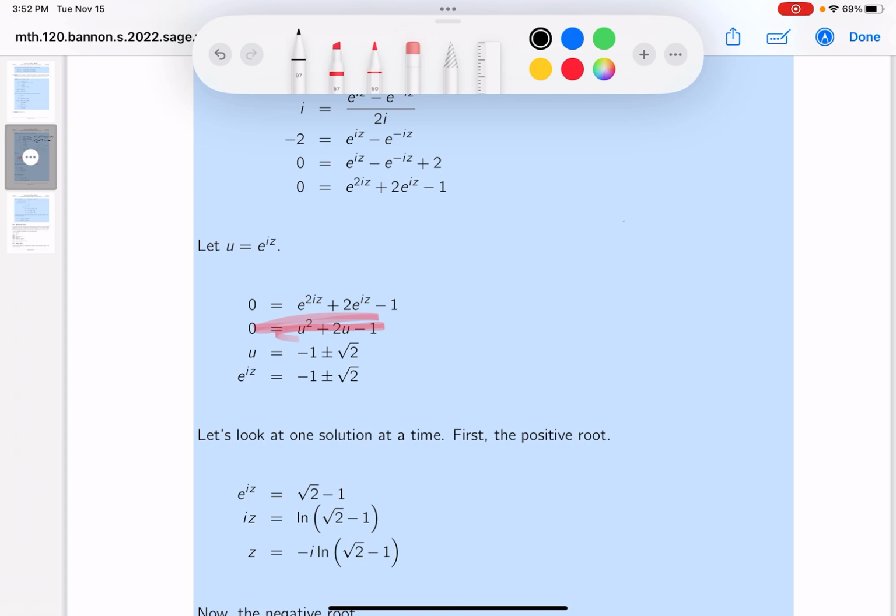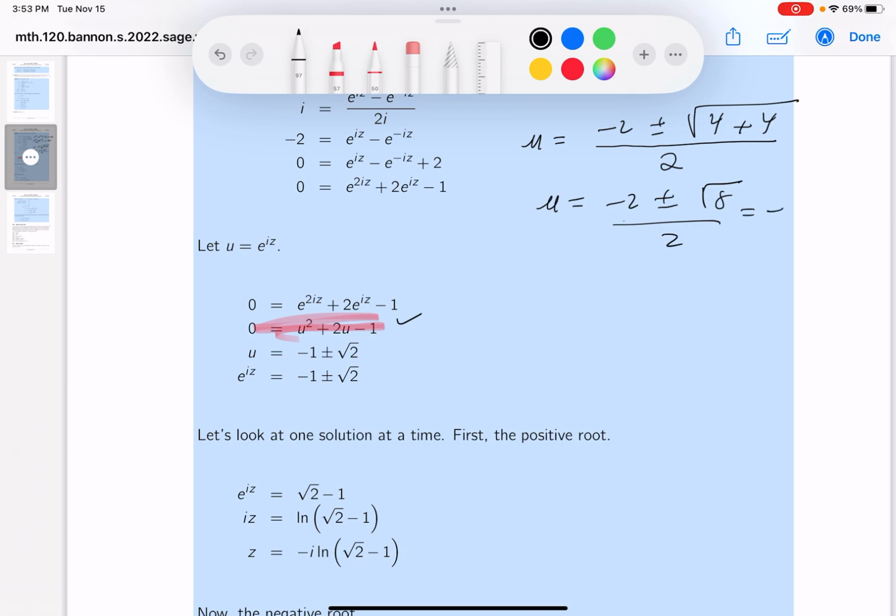So let's see. u would be equal to minus 2 plus or minus the root. Again, we're solving this equation here. 4, and that's going to be minus a minus 4, which is plus 4. So you get u equals minus 2 plus or minus the root of 8 over 2. And that's minus 2 plus or minus 2 root 2 over 2.